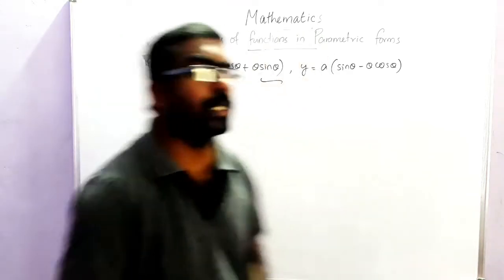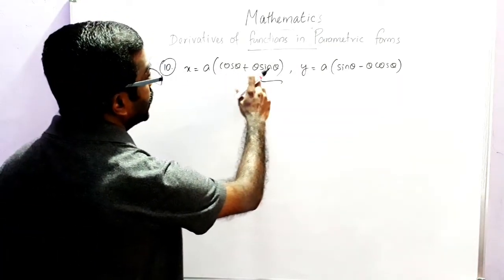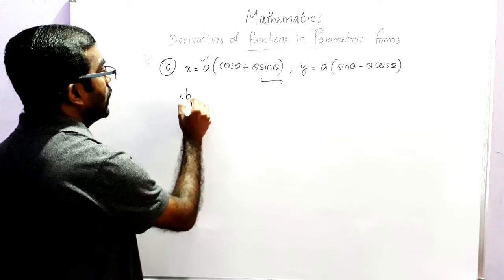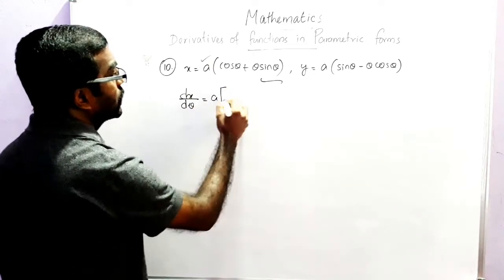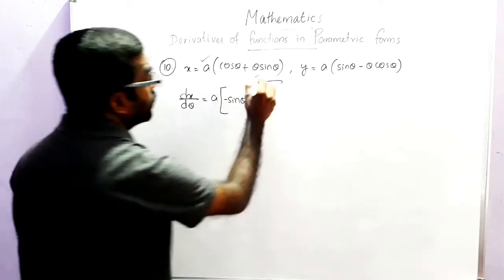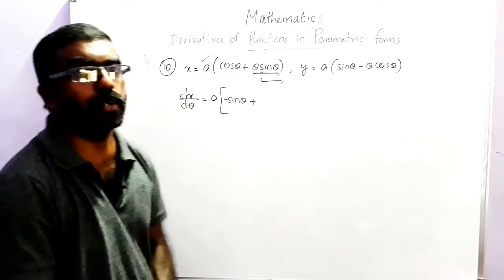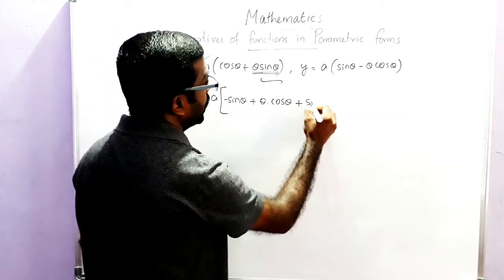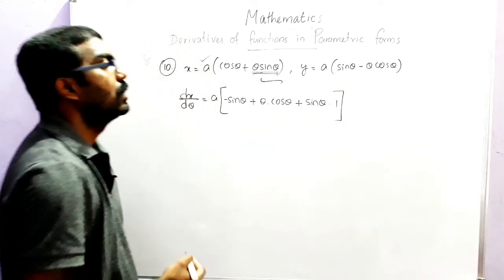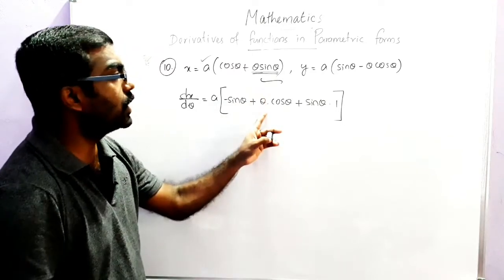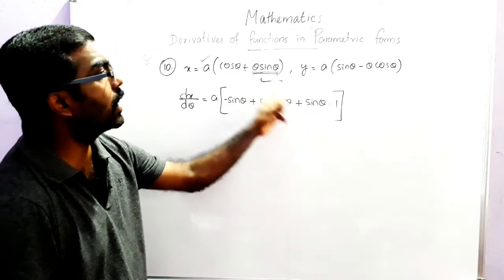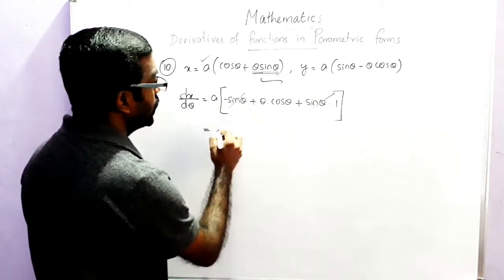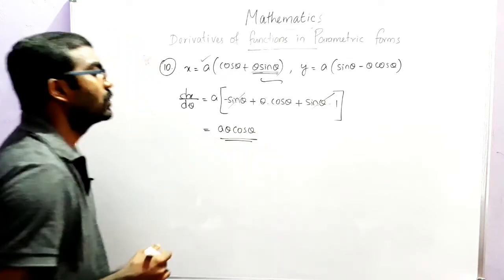Clear? Now we move on to question number 10, and it is x equal to a into cos theta plus theta sin theta, y is equal to a into sin theta minus theta cos theta. So first we take the first one, dx by d theta is equal to a into the derivative of cos theta, minus sin theta, then plus theta into sin theta. It is in UV form, so we have to apply the product rule. First function theta into the derivative of sin theta is cos theta, then second function sin theta into the derivative of theta is 1. Understood? Here minus sin theta plus sin theta we can cancel.